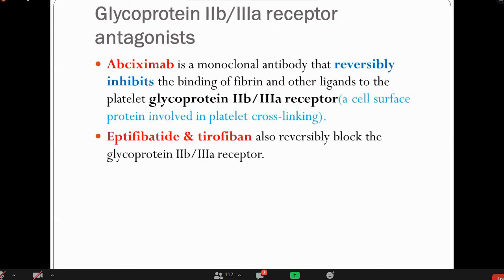The glycoprotein IIb/IIIa receptor antagonists: at least if you just remember the names, abciximab, eptifibatide, tirofiban, that would be enough. Abciximab is a monoclonal antibody that reversibly inhibits the binding of fibrin and other ligands to the platelet glycoprotein IIb/IIIa receptor, which is a cell surface protein involved in platelet cross-linking. Eptifibatide and tirofiban also reversibly block the glycoprotein IIb/IIIa receptor.